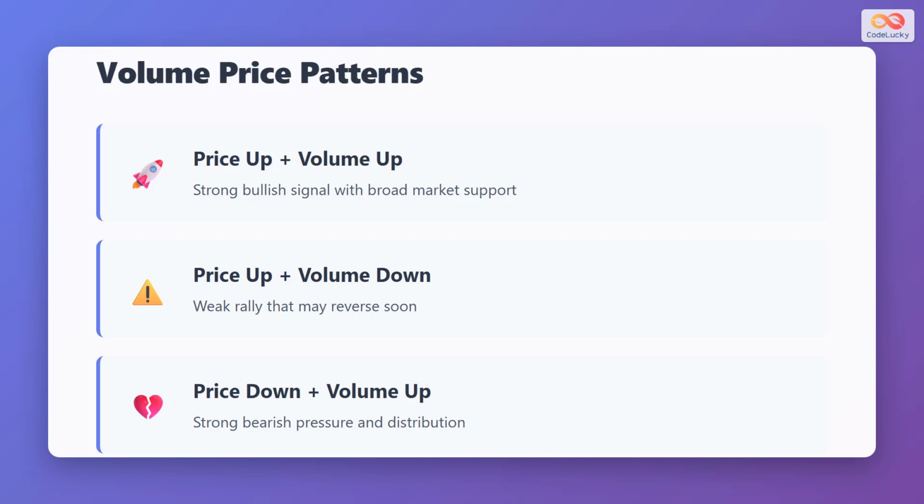Understanding how volume interacts with price is crucial. When price goes up with volume going up, that's a strong bullish signal with broad market support. However, when price goes up but volume goes down, it's a weak rally that may reverse soon because not enough traders are supporting the move. The most concerning pattern is when price goes down with volume going up. This indicates strong bearish pressure and distribution, meaning investors are selling aggressively.